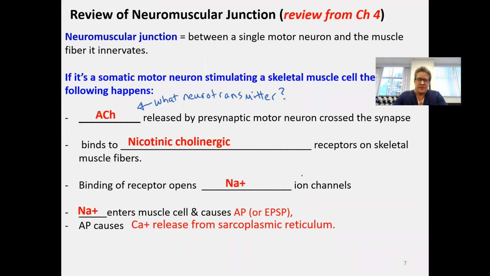And then the sodium, once it's in, stimulates the muscle cell and causes an action potential, or an EPSP from chapter 4, part 1. But the big thing is that this action potential causes calcium to be released from a calcium warehouse in muscle cells called the sarcoplasmic reticulum. Okay.